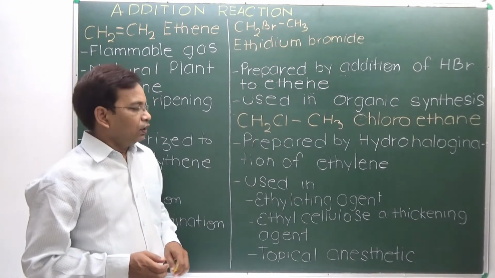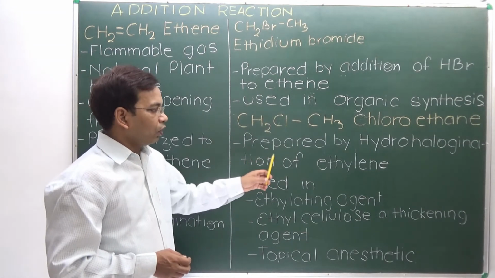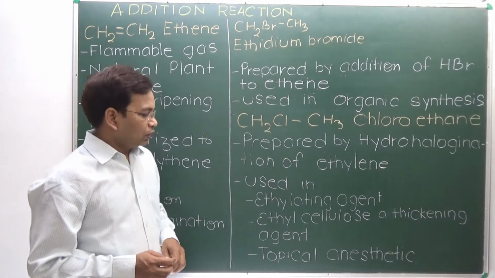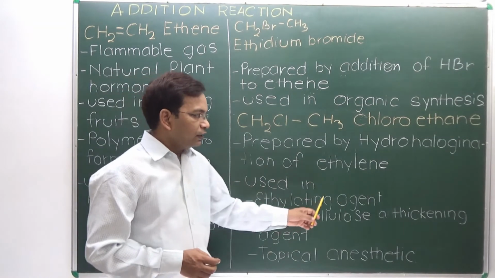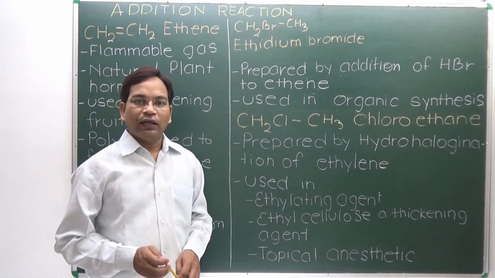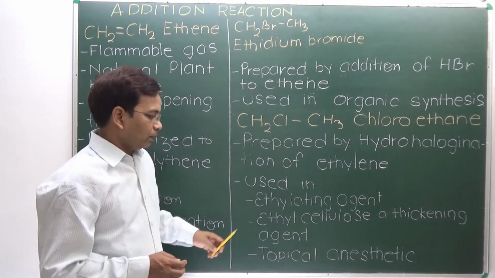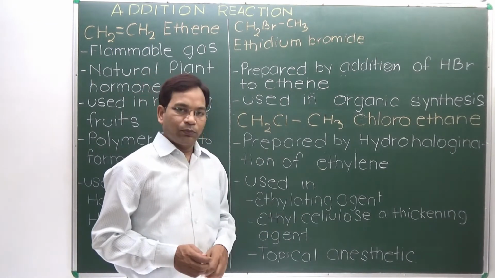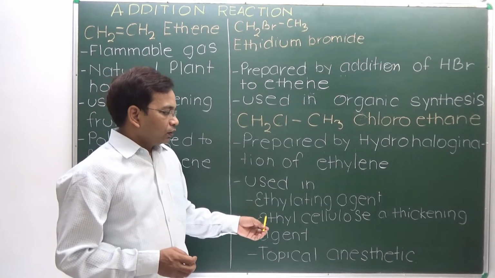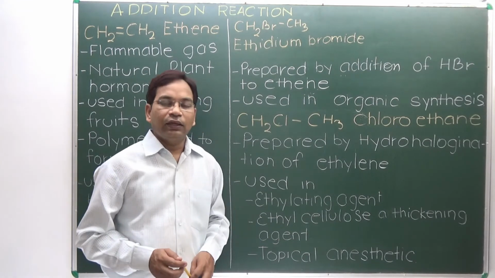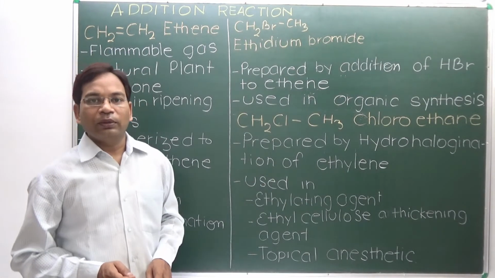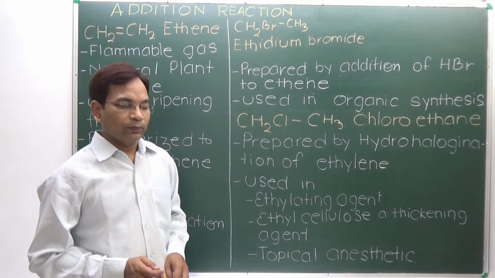This is chloroethane, and it is prepared by hydrohalogenation of ethene, meaning HCl reacts with ethene to form chloroethane, and it is used as an ethylating agent, meaning an ethyl group is added on a substrate. Chloroethane is used for synthesis of ethyl cellulose, a thickening agent in pharmaceutical and food products, which dissolves in water to increase its viscosity.